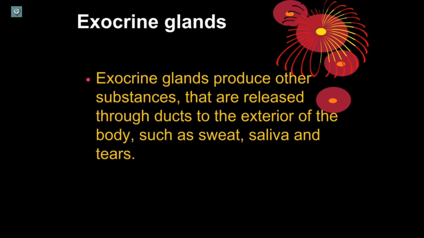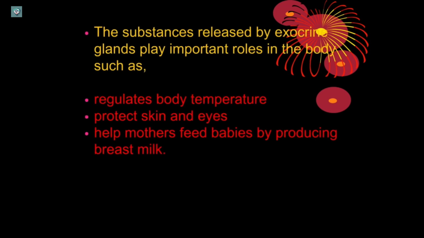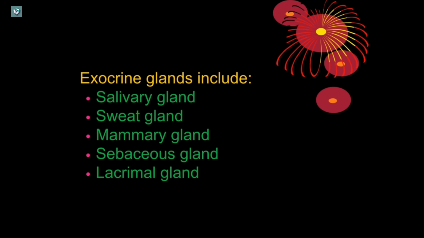Exocrine glands. Exocrine glands produce other substances that are released through ducts to the exterior of the body, such as sweat, saliva, and tears. The substances released by exocrine glands play important roles in the body, such as regulating body temperature, protecting skin and eyes, and helping mothers feed babies by producing breast milk. Exocrine glands include salivary gland, sweat gland, mammary gland, sebaceous gland, and lacrimal gland.